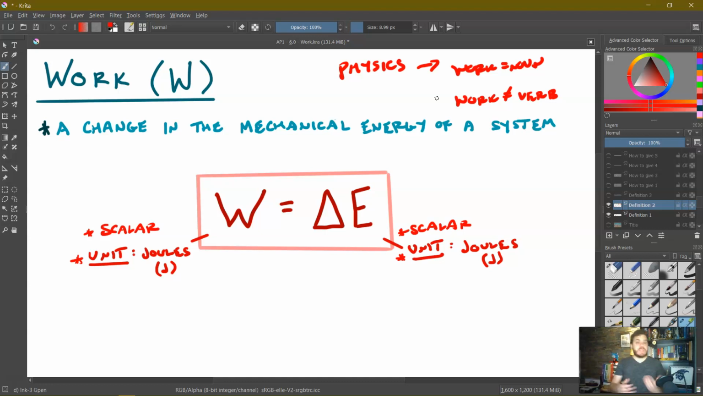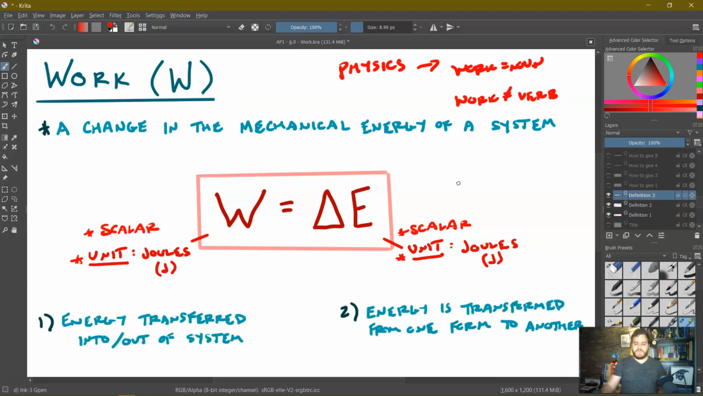Okay, well, how can these changes of energy take place? Well, first off, one way to do it is just to transfer energy in and out of a system, and the other way would be to transfer energy from one form to another. Both of these are examples of energy changes, and therefore both are examples of work.